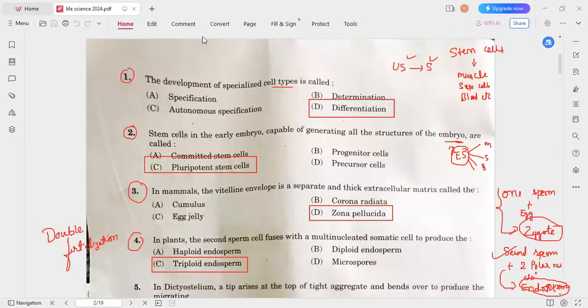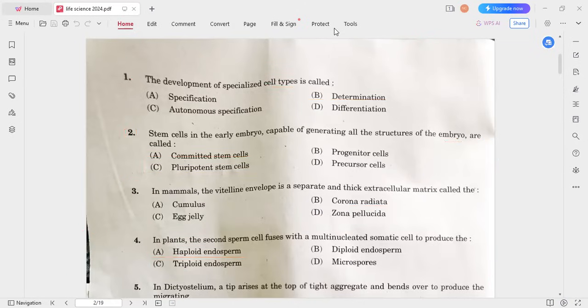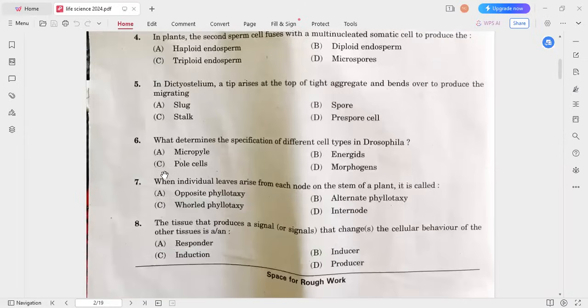Once again, like this, with the polar nuclei, so here three nuclei, this is the triploid endosperm formation. So for question number 4, option C is the correct answer. Now move on to the next question, that is question number 5.